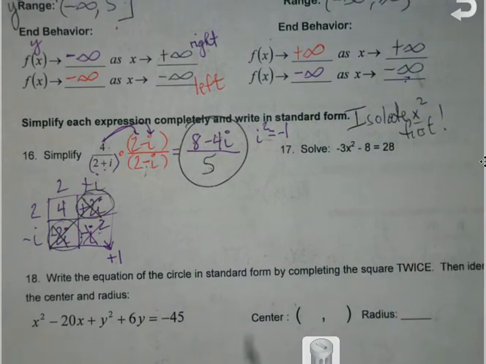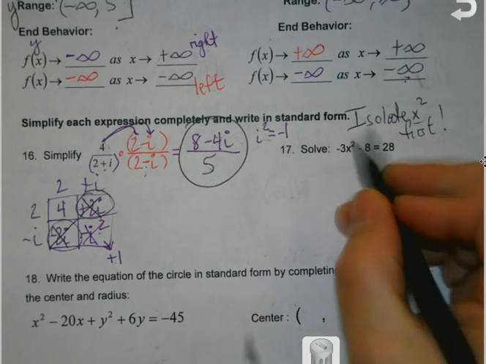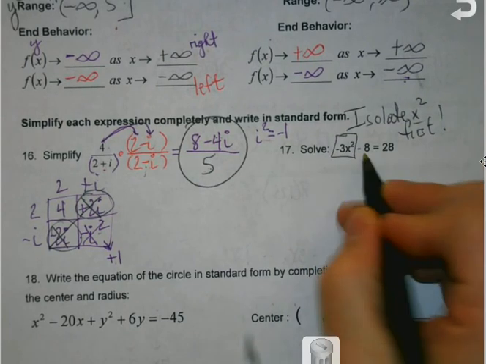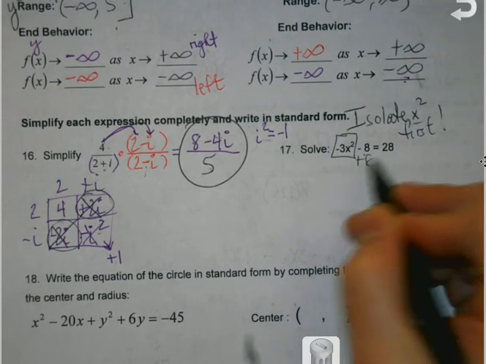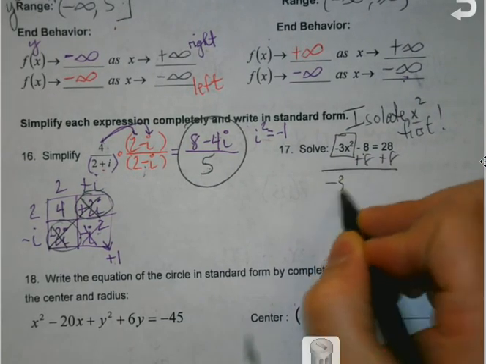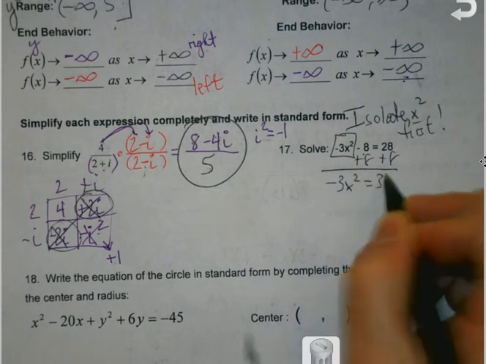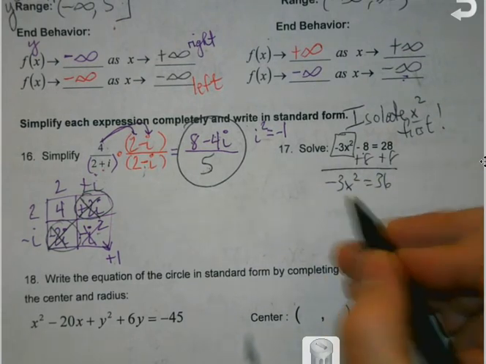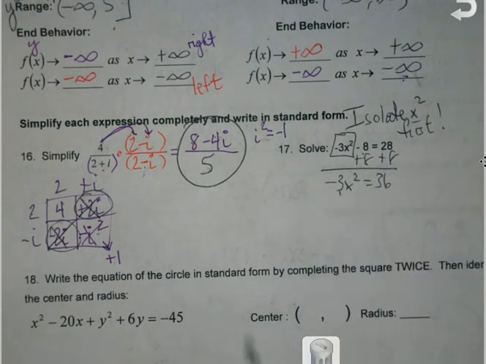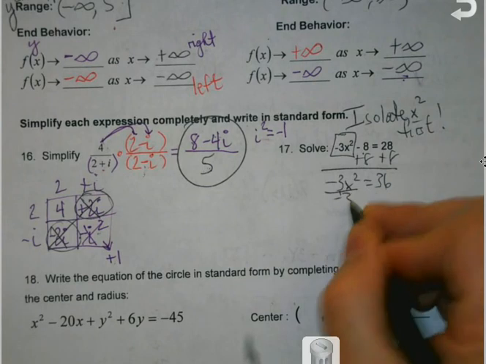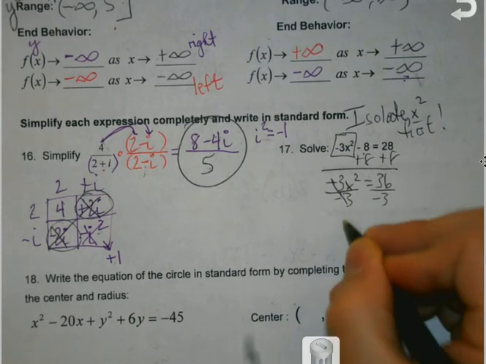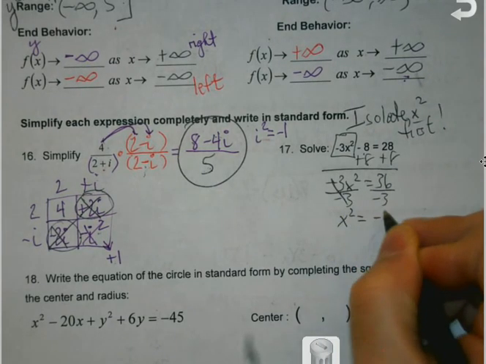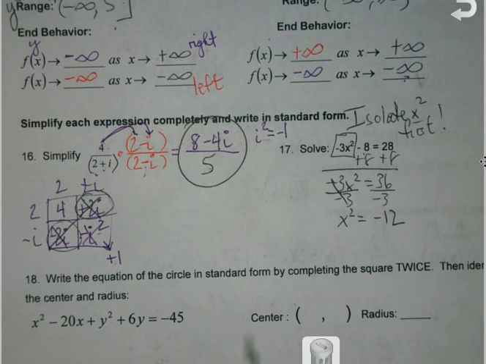My first job is to get x squared alone. Totally alone. So again, isolate it. Minus 8's got to go. Okay, I got this. Is x squared isolated yet? No. Do not do the square root yet. All right, now it's isolated. Now we're ready to do the square root.